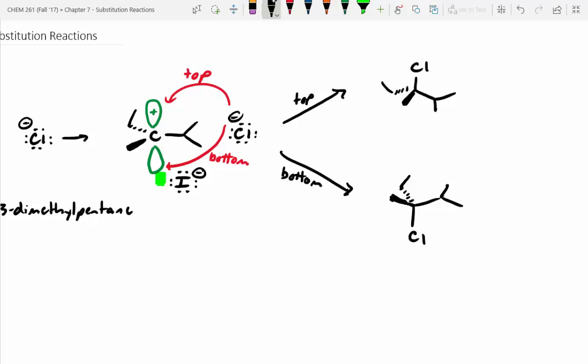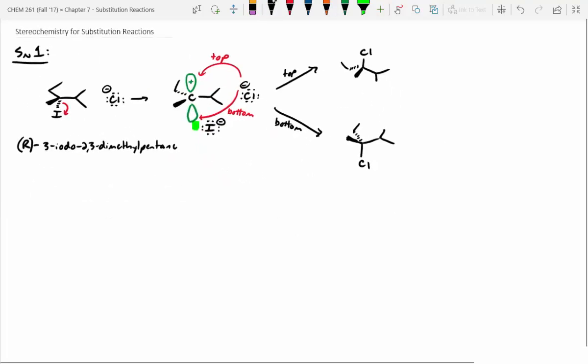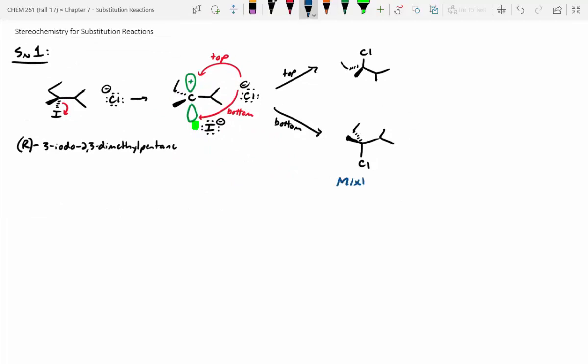So how are these two compounds up here related? They have the same molecular formula. They have the same connectivity, but they're non-superimposable mirror images, so how would we classify them? Enantiomers. Okay, so with an Sn1 reaction, you end up with a mixture of enantiomers.